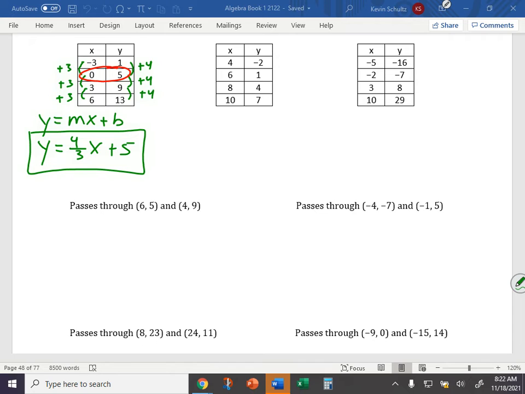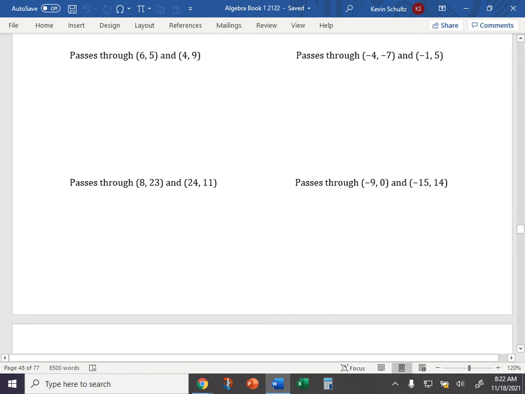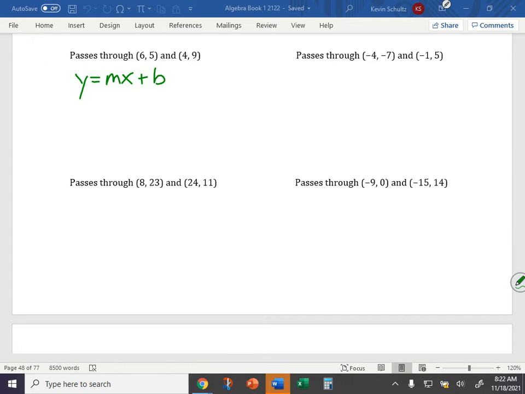Let's look at one example from the last group. Let's look at the first one here. It passes through 6, 5 and 4, 9. Again, for slope-intercept form, we're looking for the slope and we're looking for the y-intercept. Neither one's given to you. Neither ordered pair has a y value of 0. Not helpful. The slope is not explicitly given. So what do we do?